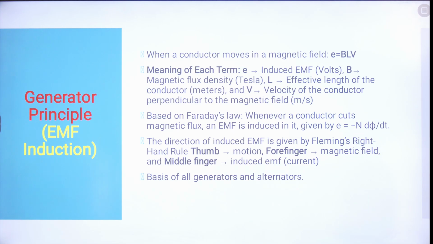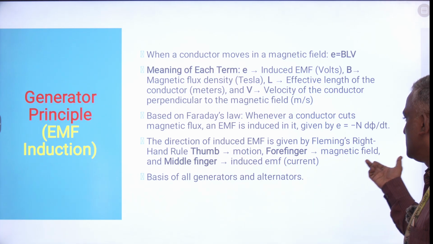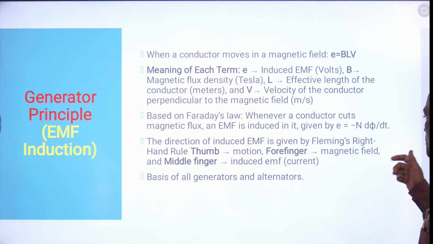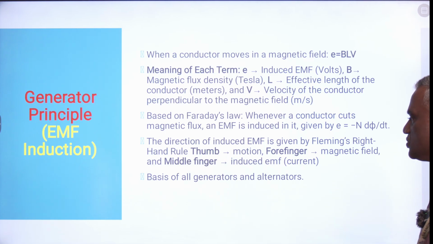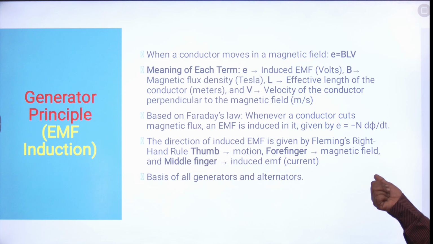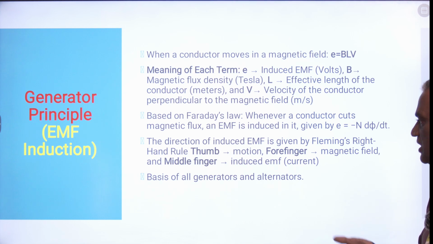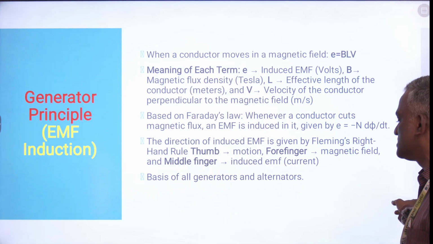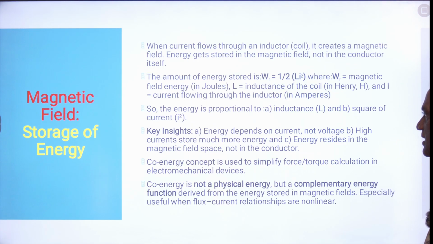Then how the direction of induced EMF is obtained is very important. That is by the scientist Fleming, who framed two rules. Here we are using Fleming's right hand rule. The thumb will indicate motion, the forefinger will indicate magnetic field, and the middle finger will indicate the induced EMF. So these are the basis for all generators and alternators, right?